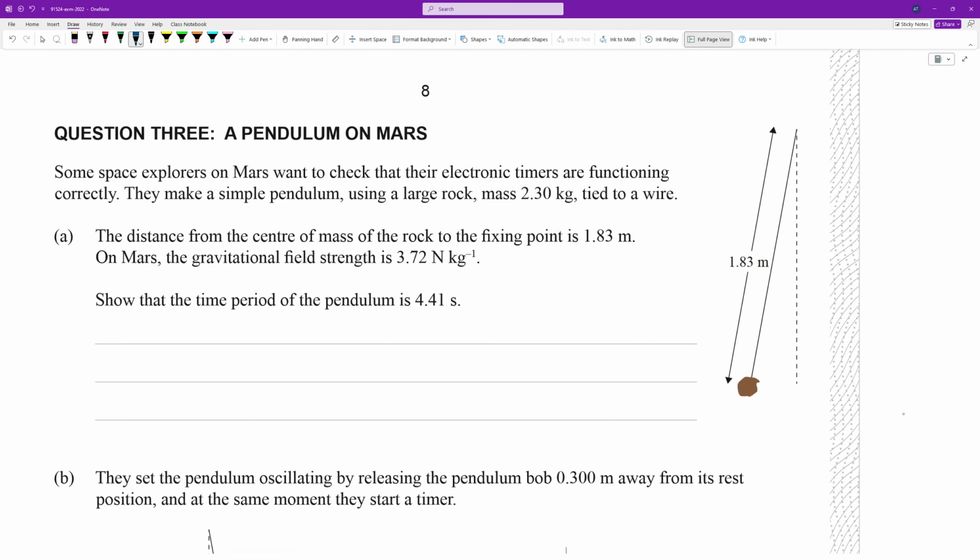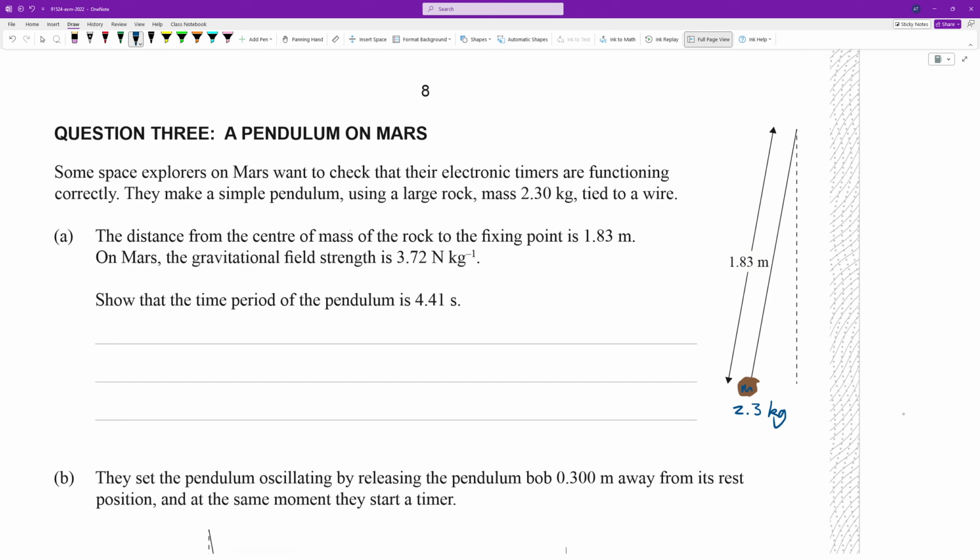Hello, we have a classic pendulum, except this time it's on Mars. Context: it's got a mass of 2.3 kgs and it is on a string of some sort of 1.83 meters. I'm just going to label on our diagram 2.3 kgs. So we do know the mass and we do know the length.